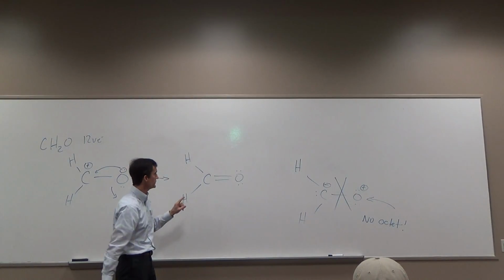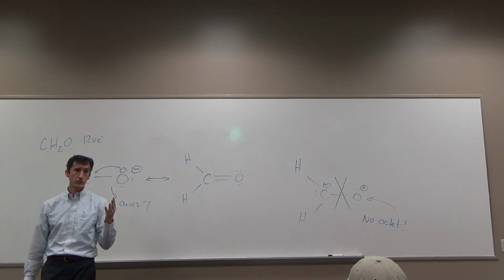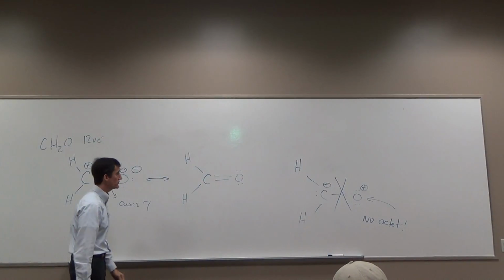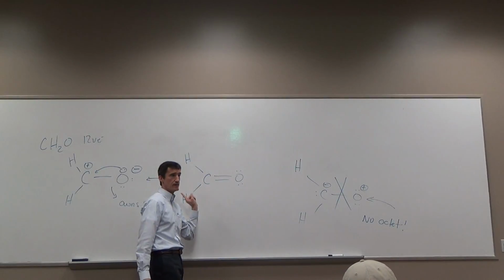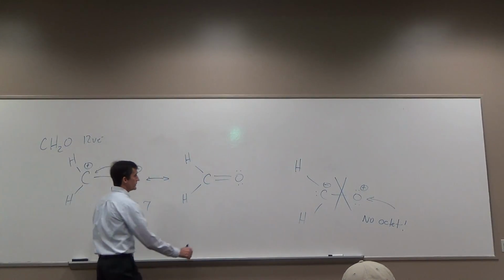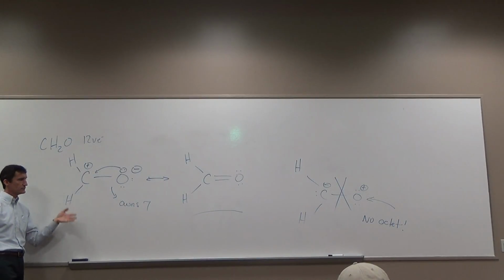Everything has octets. What's the charge of the carbon? 0. It owns 1 electron at each bond. It owns 4. It's neutral. Oxygen's neutral. Everything's neutral here. This is a better structure for 2 reasons. Everything has octets, and all atoms are neutral. Okay? So this is your best structure. This is a reasonable, polarized resonance structure.